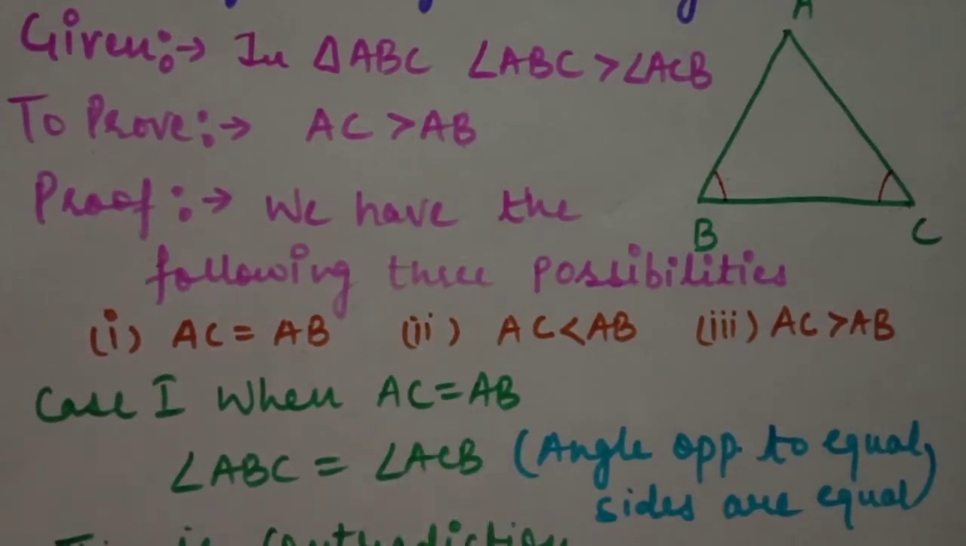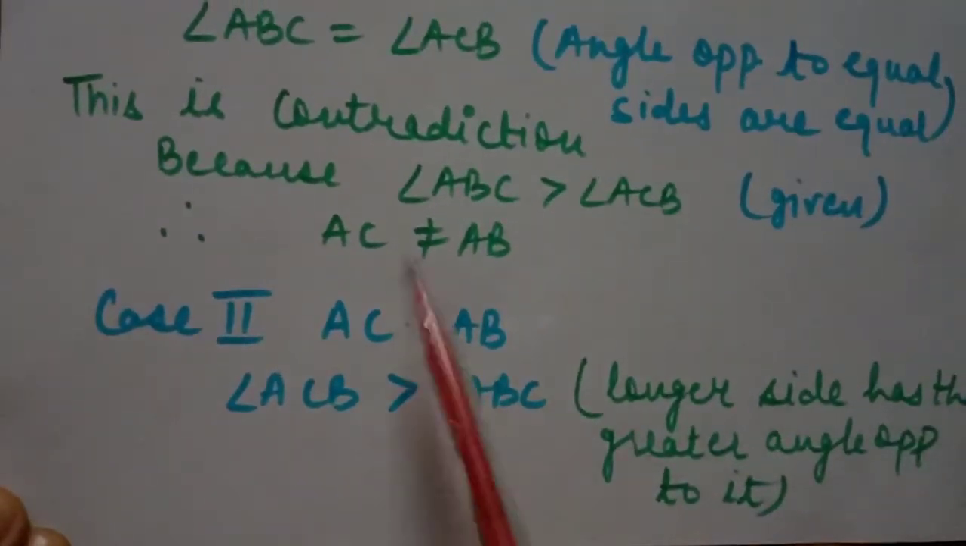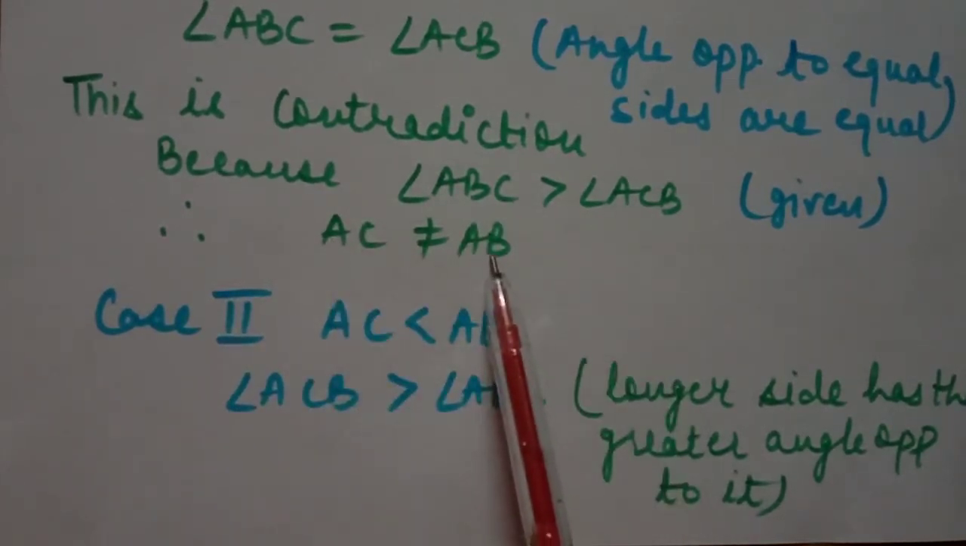So AC and AB are not equal to each other. This is a contradiction because angle B is already greater than angle C. So AC is not equal to AB.